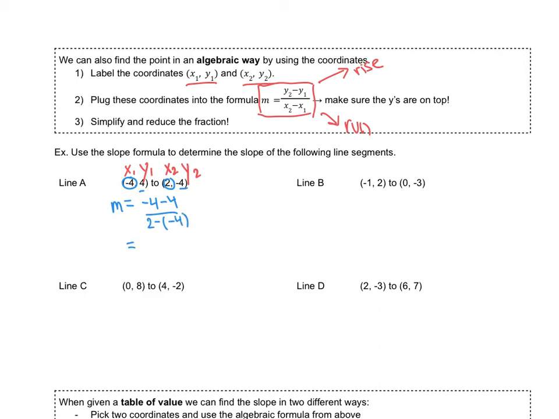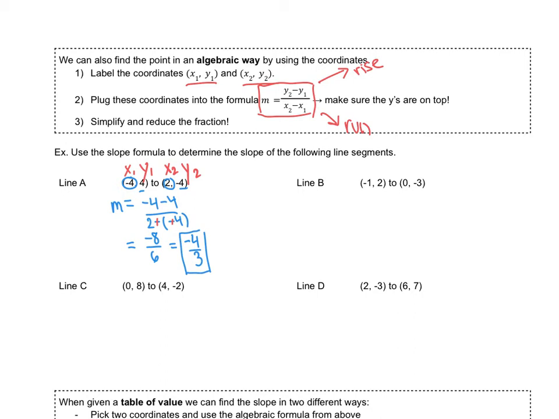And now we just clean up the numerator. So be careful with your signs here. -4 minus 4 is -8. 2 subtract -4, those two negatives actually become positive, so it becomes 2 plus 4, which is 6. And then we can reduce our fraction. -8 and 6 can be divided by 2 to get -4 over 3 as our final slope.